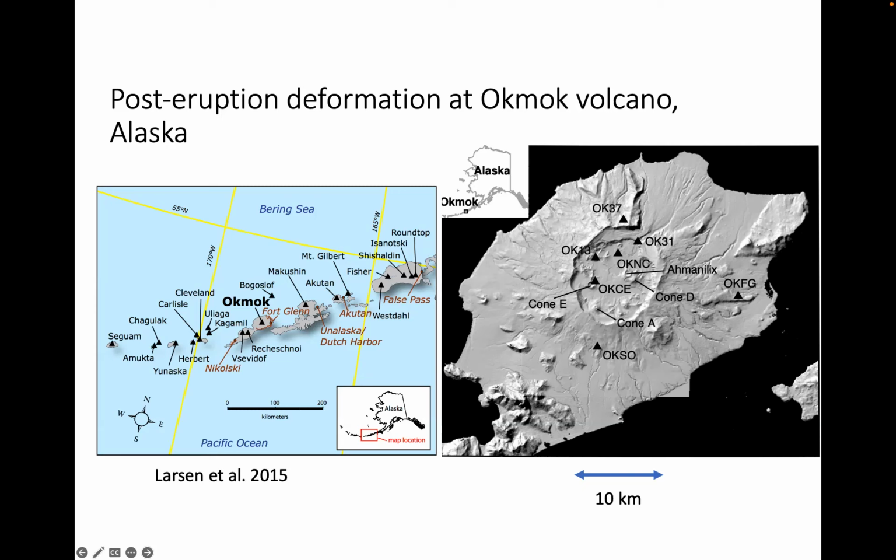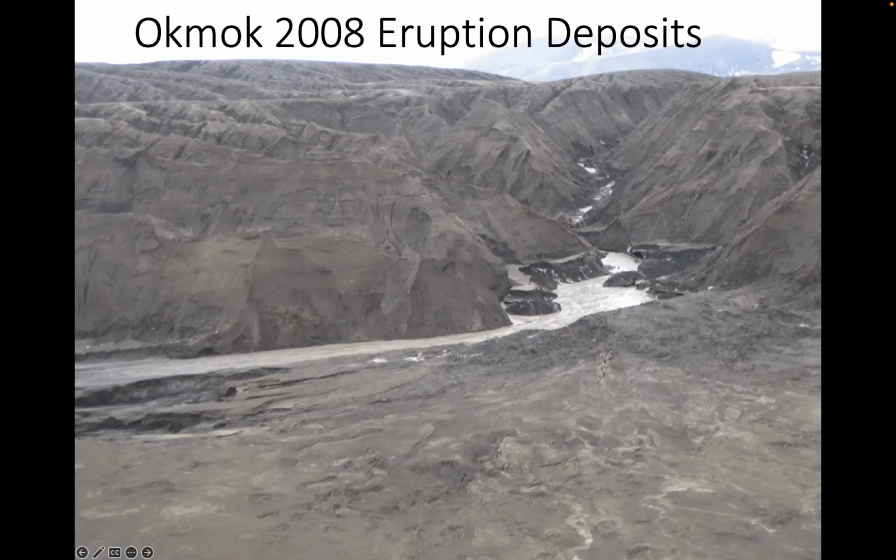So this is Okmok. It's in the eastern Aleutians. The caldera is about 10 kilometers across, and the most recent caldera forming eruption was about 2,000 years ago. Pretty much everything you see in this photo except the water is Okmok 2008 eruptive deposits. It was very explosive as a result of interaction of magma and groundwater. The thickness there is at least tens of meters of tephra. This is all basically airfall.